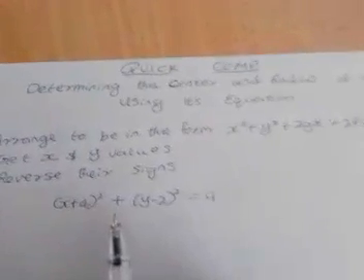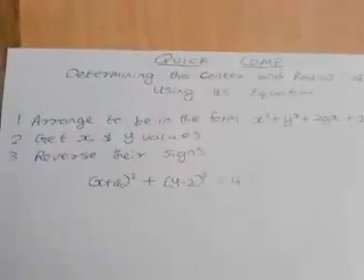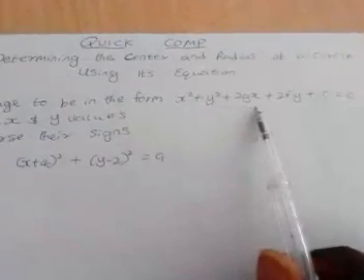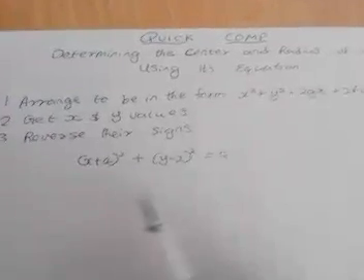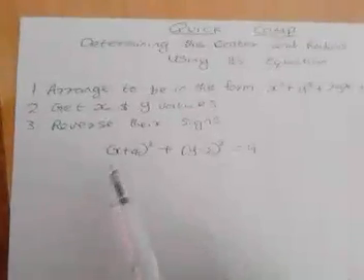Good everybody, today on Quick Comp we're going to look at determining the center and radius of a circle using its equation. So there are three easy steps to solve this. Number one, we arrange it to be in this form because this is the general equation of a circle. Number two, we get x and y values, which is very easy, and I'm going to show you the steps we use to get x and y values. Number three, we reverse their signs.